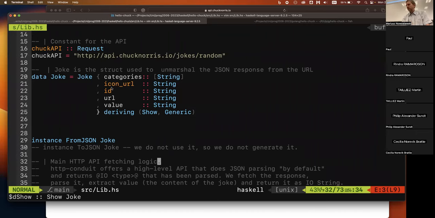Have you used the record structure in your Haskell programs already? It's very useful to organize your data. You will probably have to use it for some labs and some of the assignments. This is like syntactic sugar because it defines a type, which is Joke, and it defines methods like categories, icon URL, ID on that structure to extract the particular values, right? So those are names of the accessors which you can use on the struct to get those appropriate fields, right?